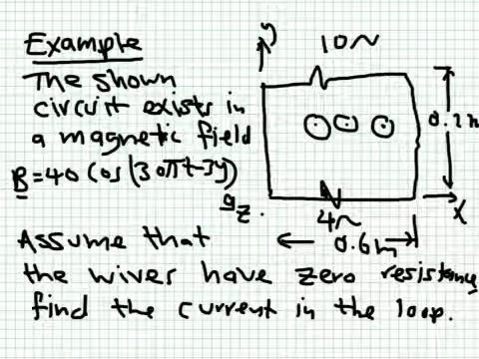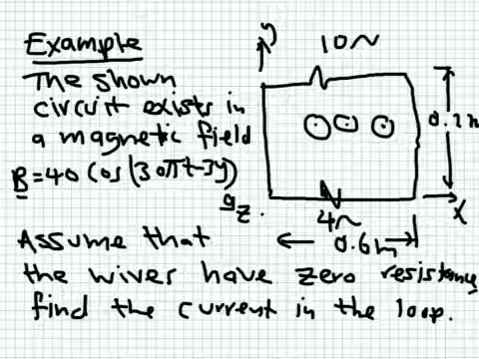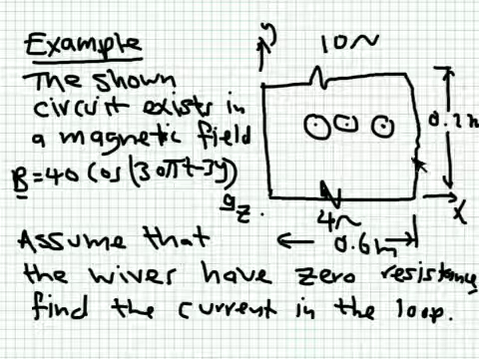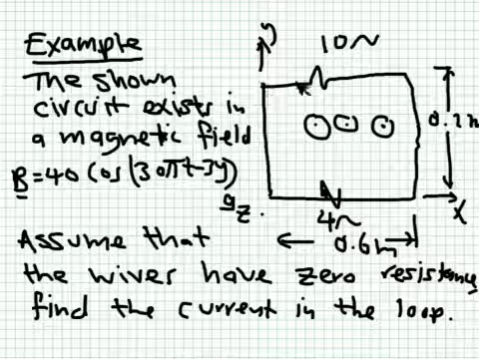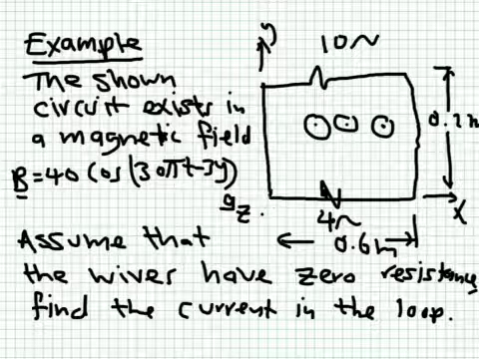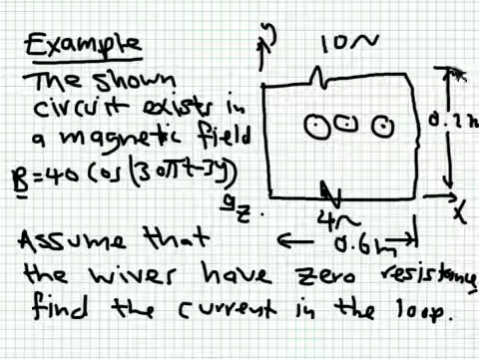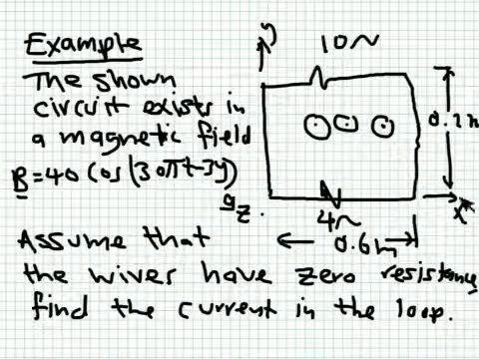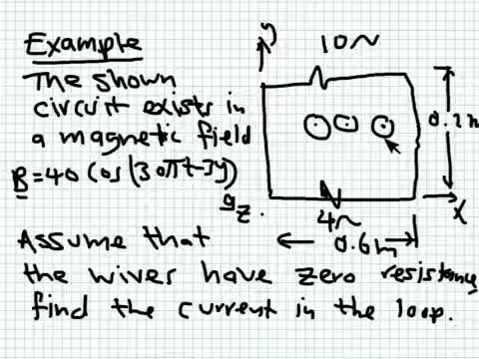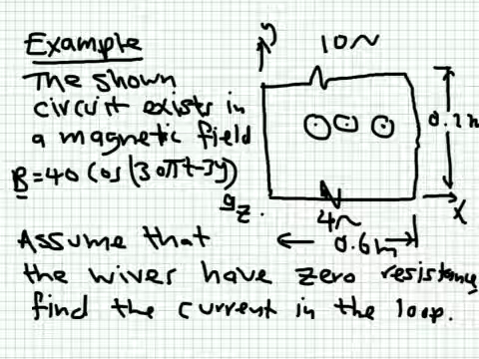Now let's start to see some examples. In the first example, we have a loop, and there are two resistances, 10 ohm and 4 ohm. This loop has a rectangular shape. It has dimensions 0.6 meters by 0.2 meters. There is a flux flowing in the z direction, so this is x, this is y, and z is coming out from the page. It's varying with time.